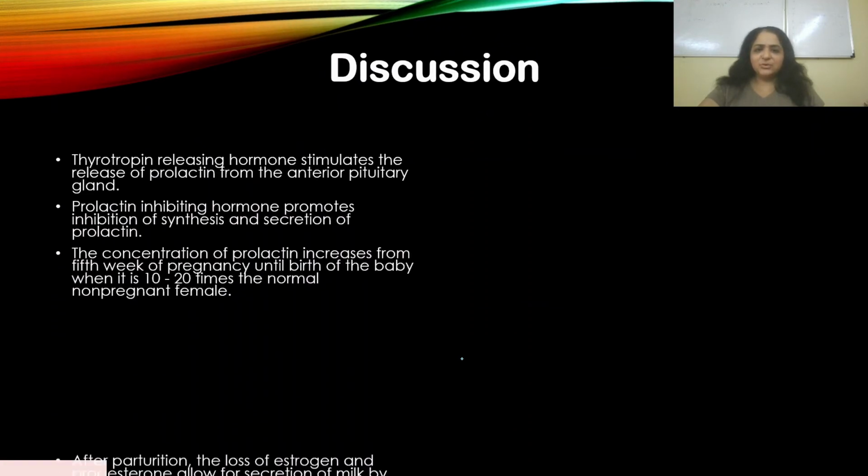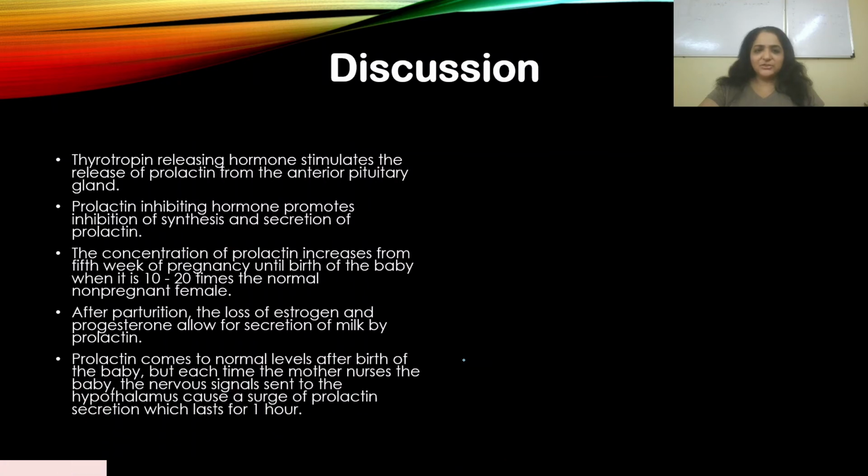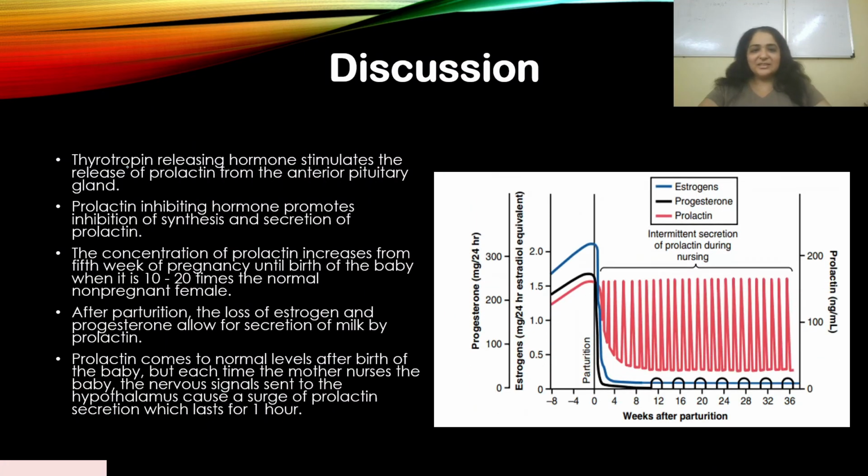I think I already discussed prolactin, right? When I discussed endocrine system, please go and check that video there. This is the same information that I had put in endocrine system. So initially the prolactin inhibiting hormone is secreted, and that inhibits the synthesis and secretion of prolactin. But whenever the mother is pregnant, the concentration of prolactin increases from the 5th week of pregnancy until the birth of the baby. So this increases the amount of prolactin, approximately 10 to 20 times the level in a non-pregnant female.